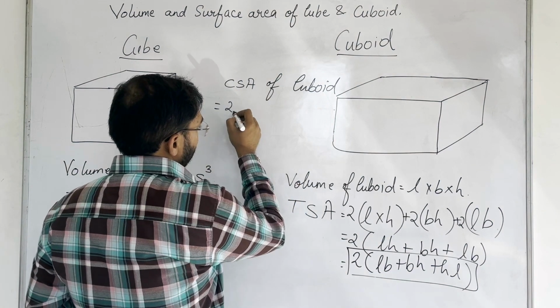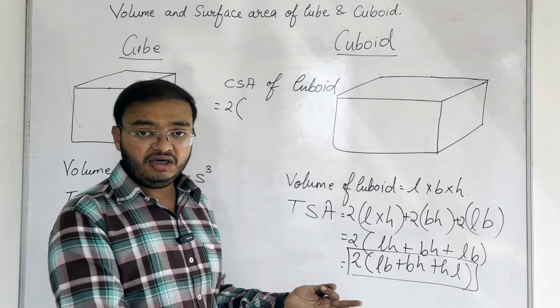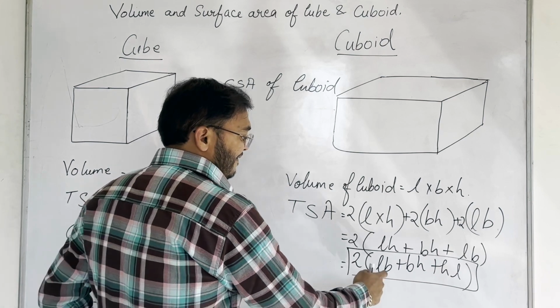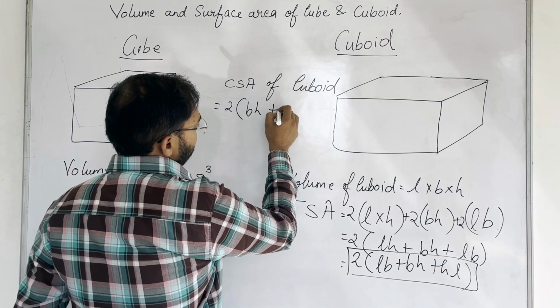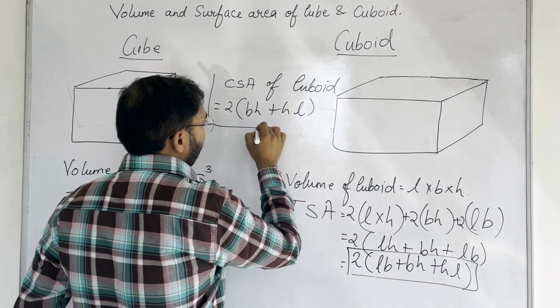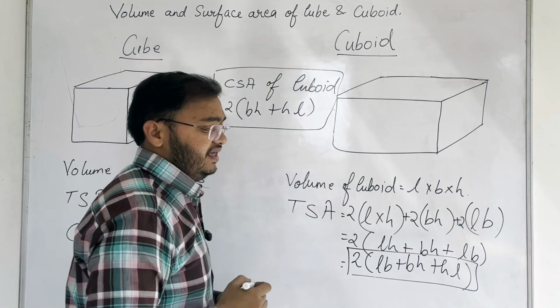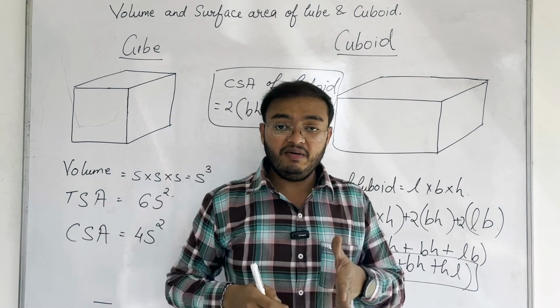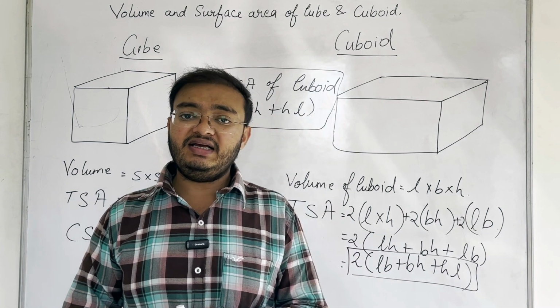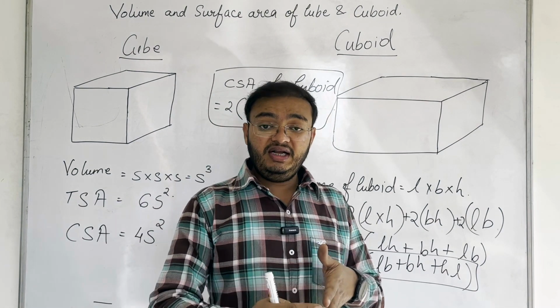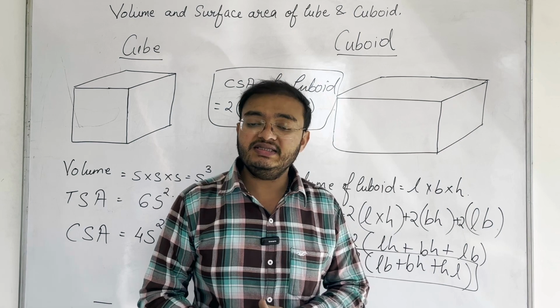So my formula becomes 2 times. This length and breadth will not come because top and bottom we are not including. So 2 times (BH plus HL). This is the formula of CSA of cuboid. So the main difference between TSA and CSA is that we don't take top and bottom in CSA.